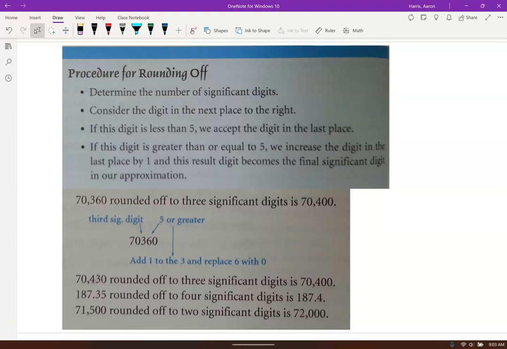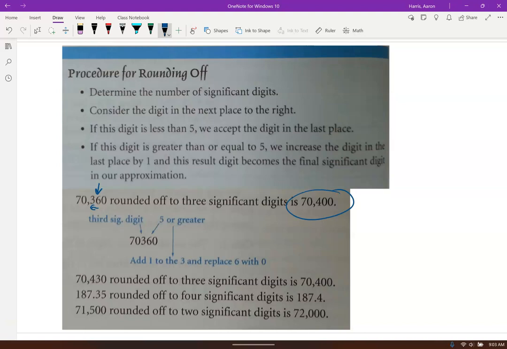Number two, consider the digit in the next place to the right. If it's less than 5, we accept the digit in the last place. If it's greater than 5, we increase it by 1, right? So for this one, 70,360, we look at the last significant digit there. And we say, well, it's 5 or greater, so we're going to bump that up to a 4.